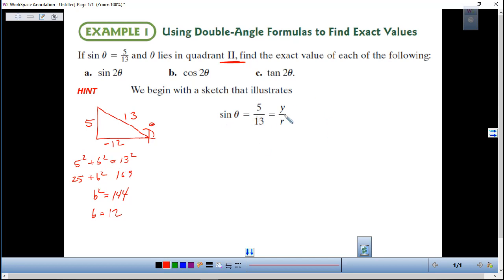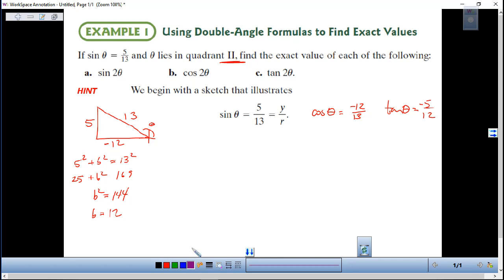So sine theta is 5/13. Cosine theta, adjacent over hypotenuse, is negative 12 over 13. And then tangent theta is opposite over adjacent, which is negative 5/12. Now we want to use the formulas we just looked at and this information to find what sine 2 theta, cosine 2 theta, and tangent 2 theta are.